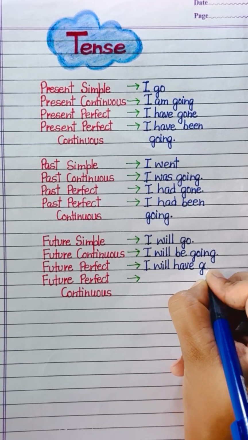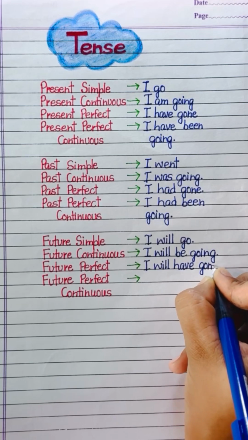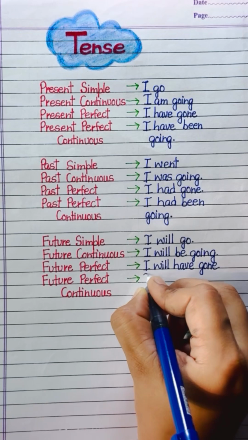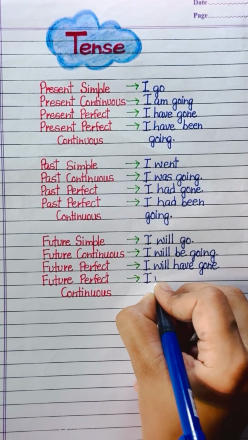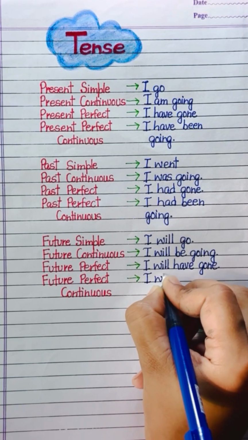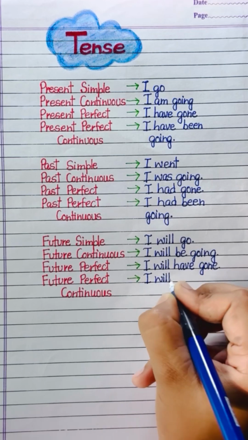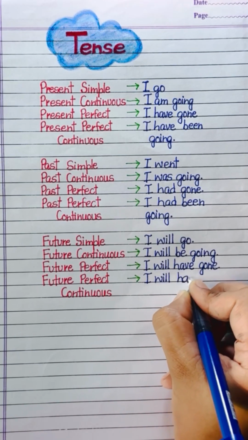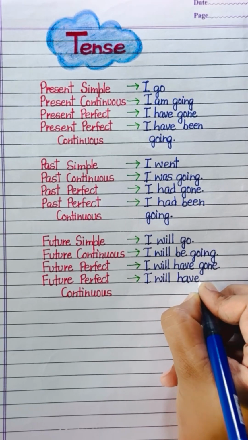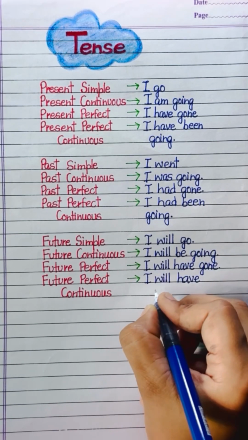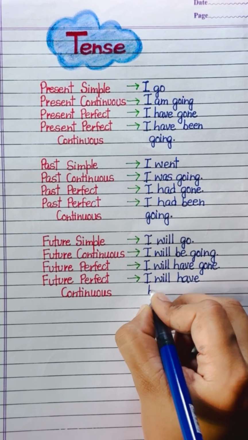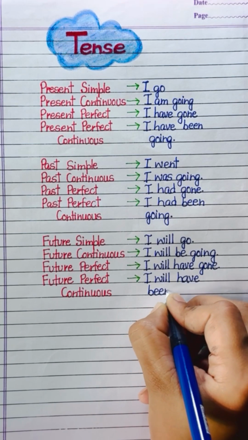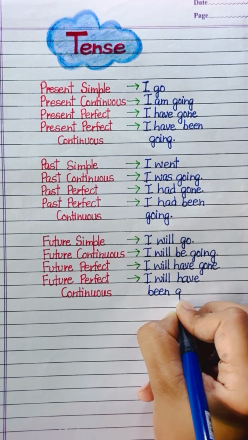In future perfect continuous, we use will, shall have plus been, and the action is continuous. So we use the verb form that is followed by ing. I will have been going will be the correct one. You can see, guys, we have a continuous action in a perfect form. So we use ing form in every sentence.